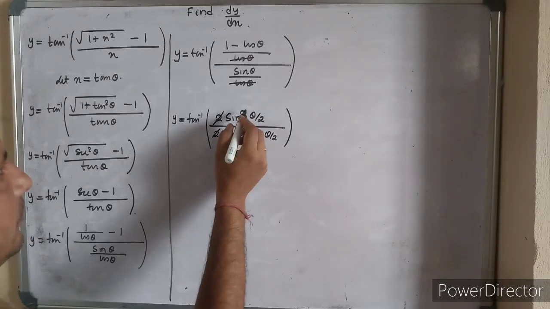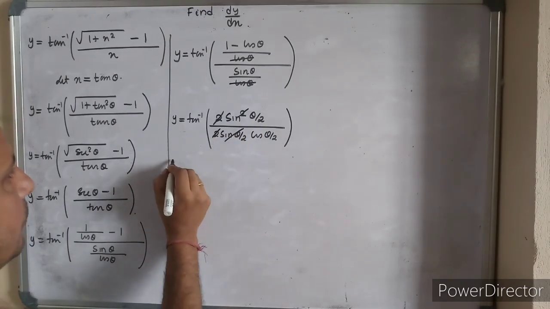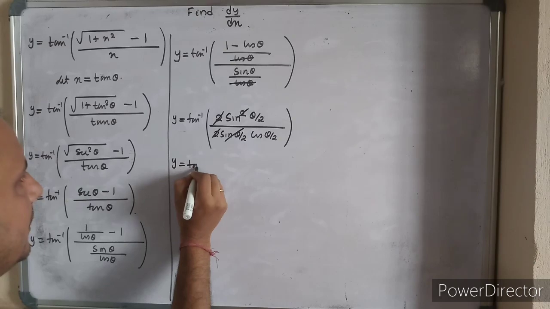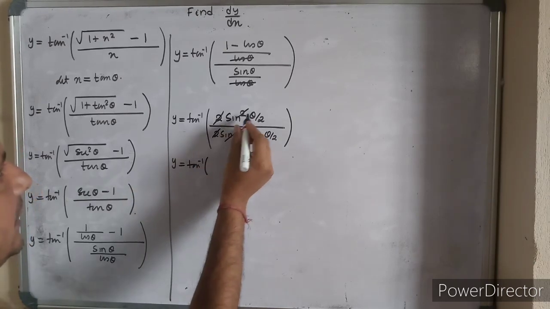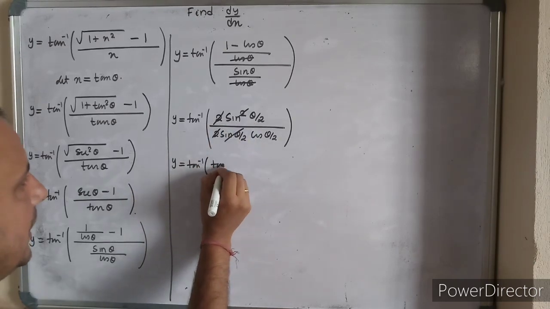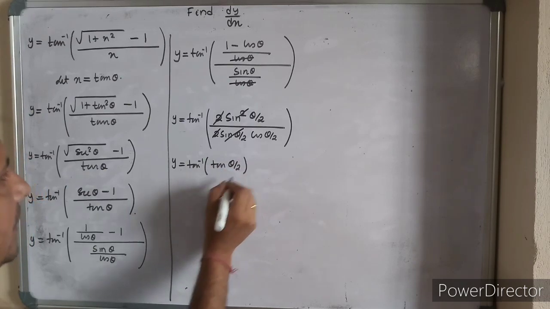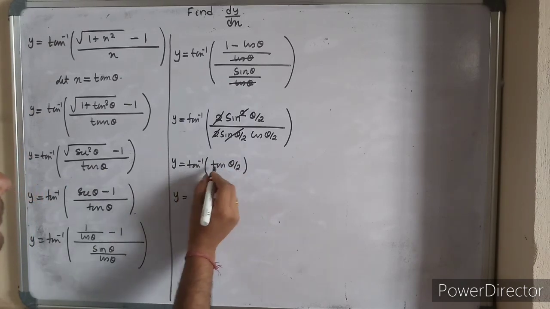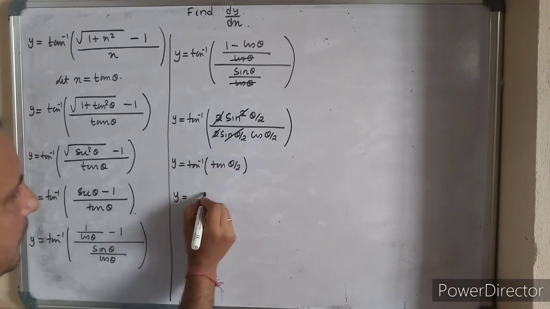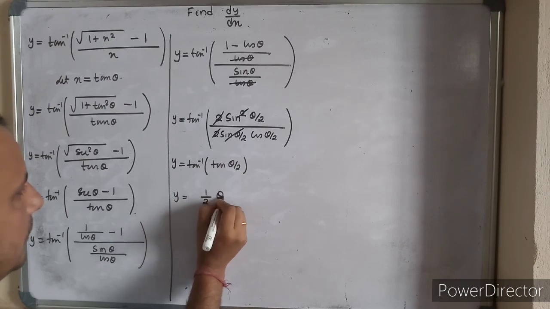One sin and the sin get cancelled, and what remains over here? Tan inverse of sin theta by 2 over cos theta by 2 is tan theta by 2. Then y is equal to tan inverse of tan theta by 2, which is theta by 2. So we can write 1 by 2 into theta.